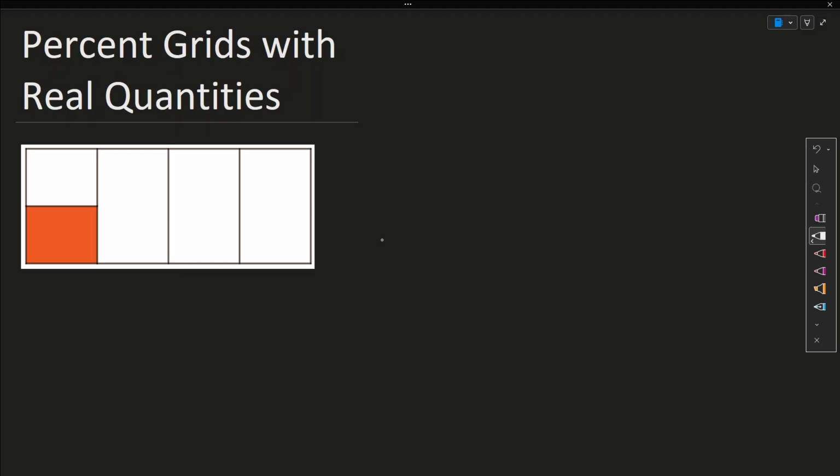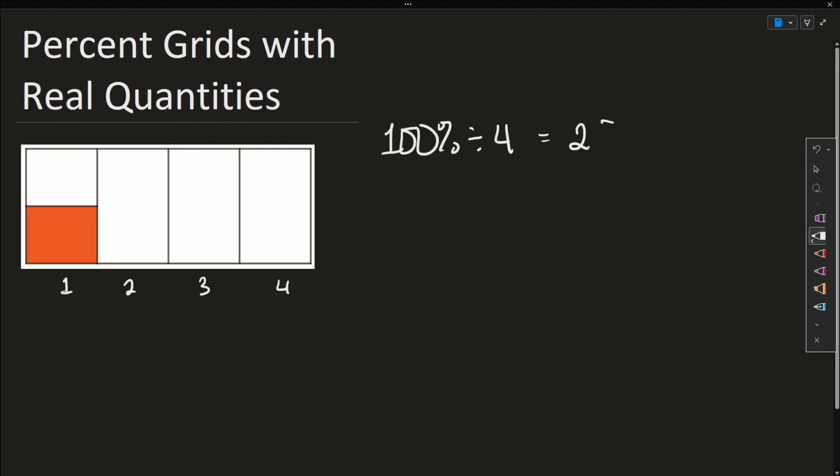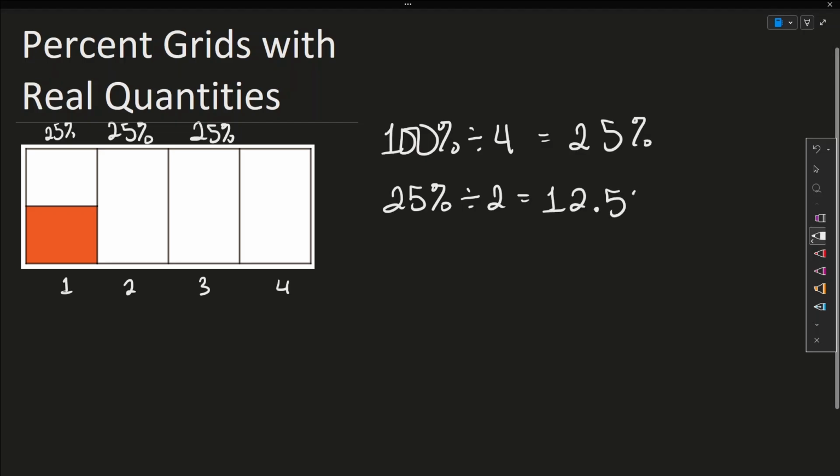Let's look at one more. This section is broken into fourths. So 100% divided into 4 equal sections gives us 25% each. One of these fourths is then broken into half. So we should divide. 25% divided by 2 gives us 12.5%. So that's each of these sections here. And since only one of these small sections is shaded, the diagram is 12.5% shaded.